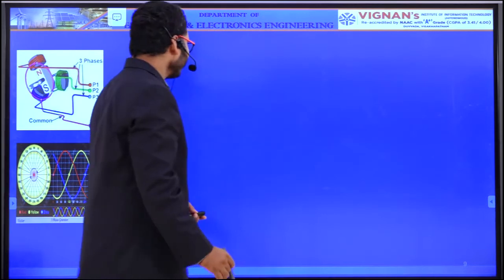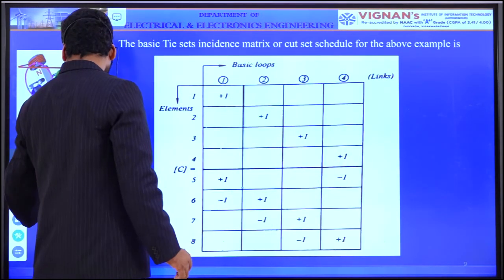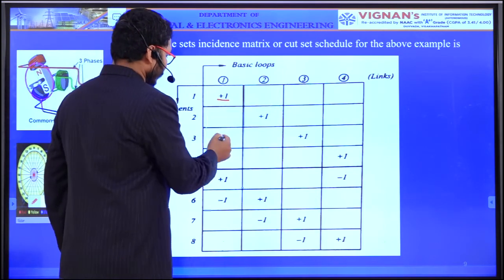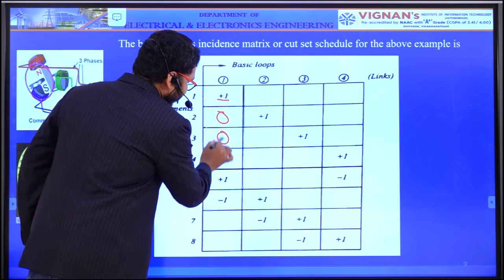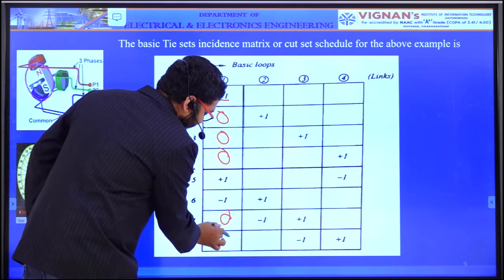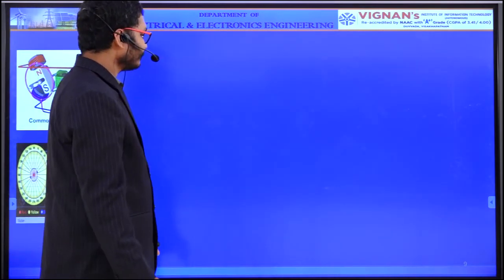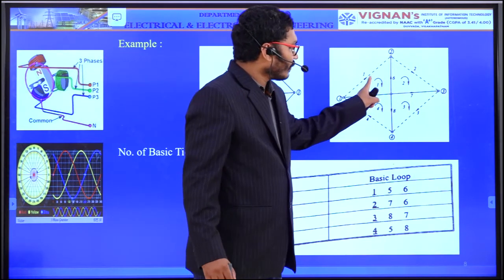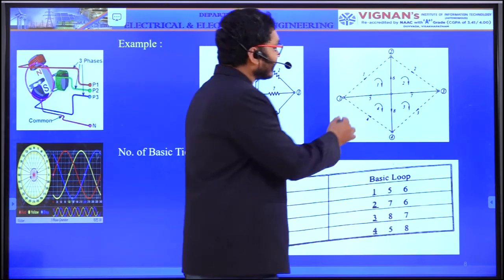So for tie set 1, the entries for branches 1, 5, 6 are filled, and the remaining are zeros. The direction of the basic tie set you take is the same as the link direction.